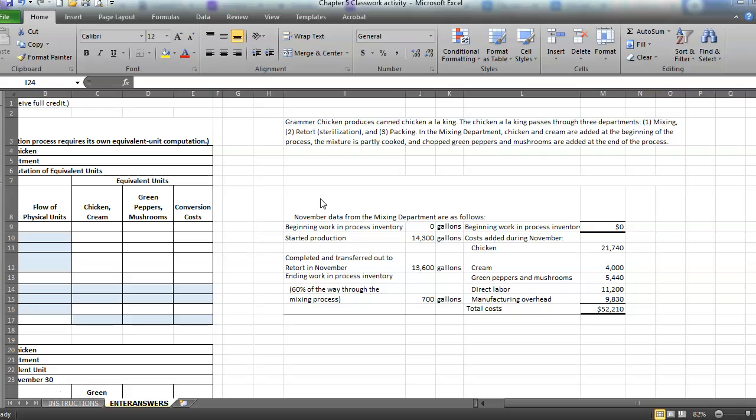You need to use that information to compute the equivalent units. Then you need to use information also from this activity to compute the cost per unit. And then you'll also need to know how to journalize transactions.